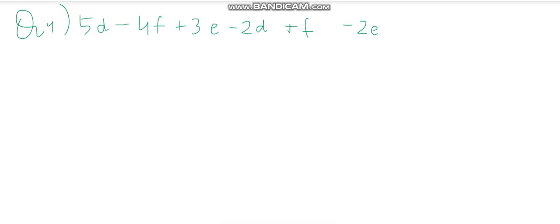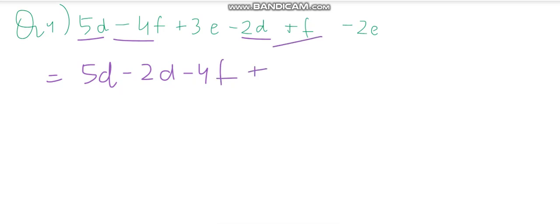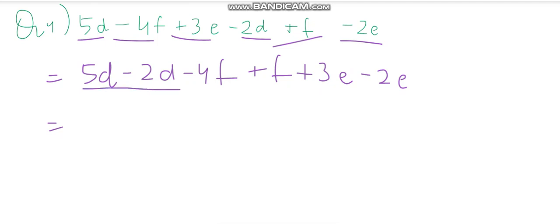So we're going to rearrange such that the like terms are together. Always remember that the sign is before the number, so 5d minus 2d, then minus 4f, and we have one more f term, plus f. We have plus 3e and minus 2. Now we can simply solve 5 minus 2, I'm solving this part first. So 5 minus 2 is 3d.